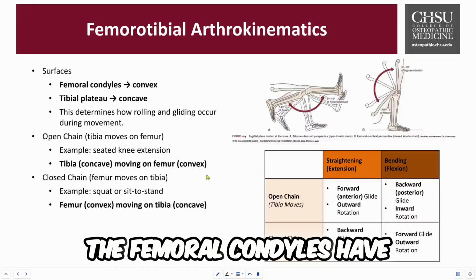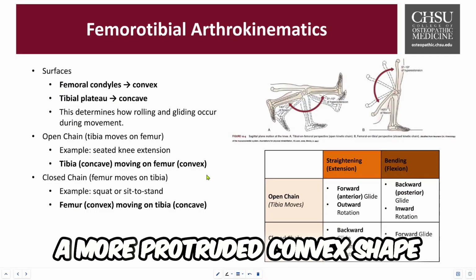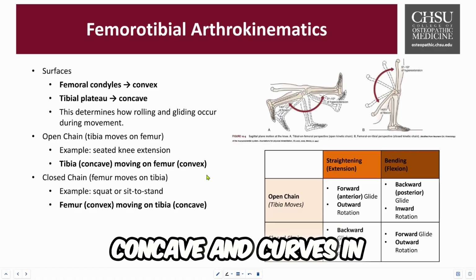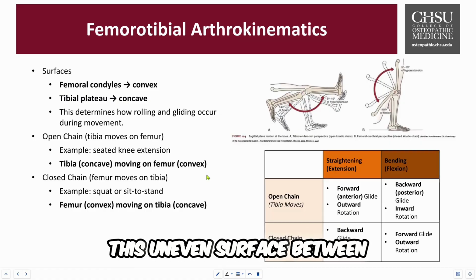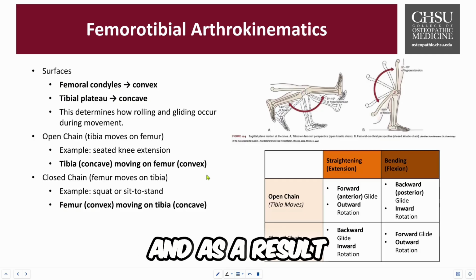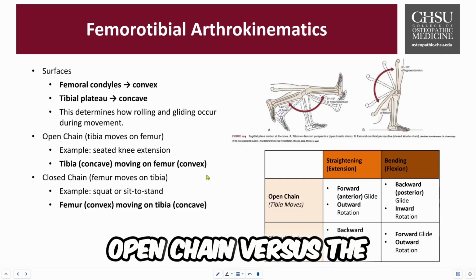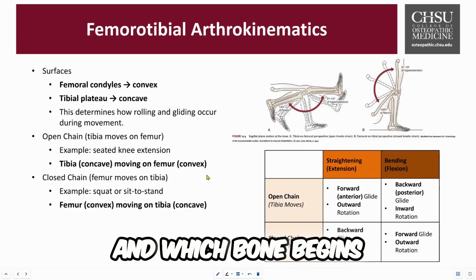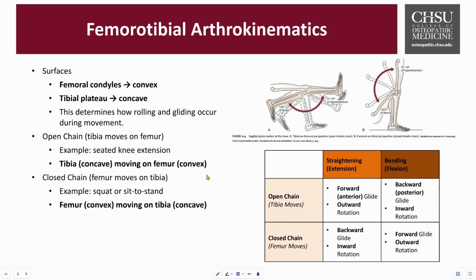The femoral condyles have a more protruded convex shape, while the tibial plateau is more flat and concave and it curves in. As a result, there's going to be this uneven surface between the femur and the tibia. And as a result of this, there's going to be this concept of the open chain versus the closed chain, and this involves which bone begins to move.